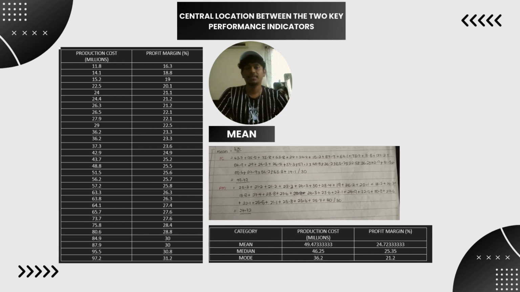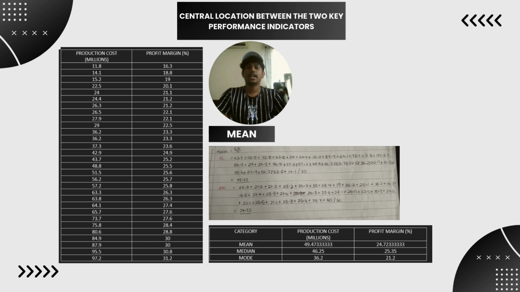BB2330398. In this part, I'm going to explain central location between the two key performance indicators, which are production cost and profit margin. Firstly, you have to arrange the digits in the column from the smallest to the biggest scale. As you can see in the table, it is arranged accordingly.